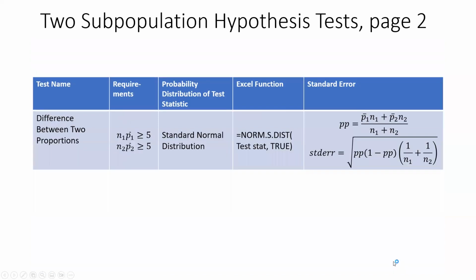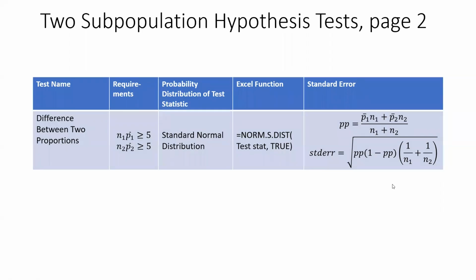Okay, the next one that we're going to need is a difference between two proportions. And the requirements for doing this test is that the sample size for the subgroup 1 times its sample proportion is greater than or equal to 5. And the same thing holds for the second group. If that's the case, then the test statistic will follow the standard normal distribution.